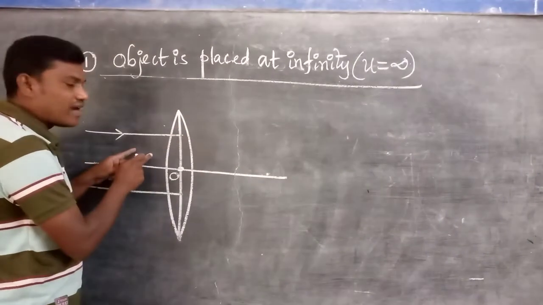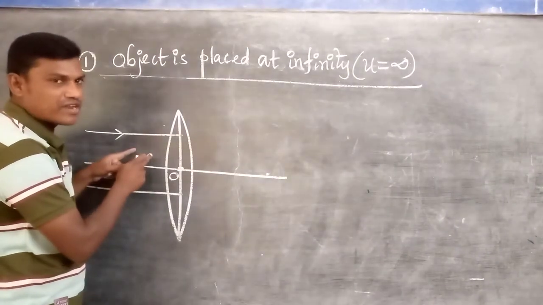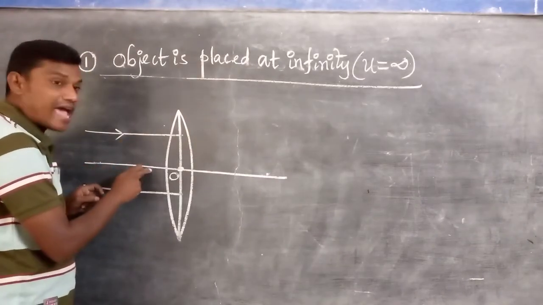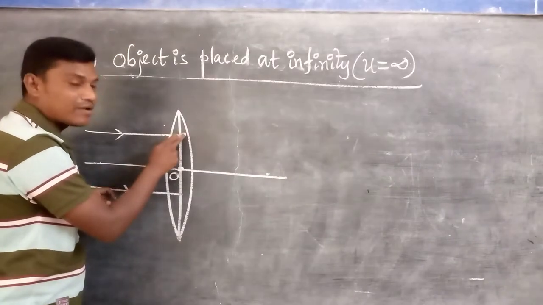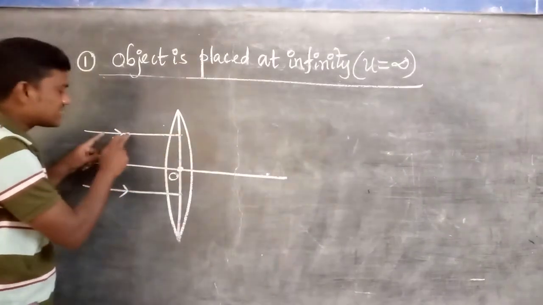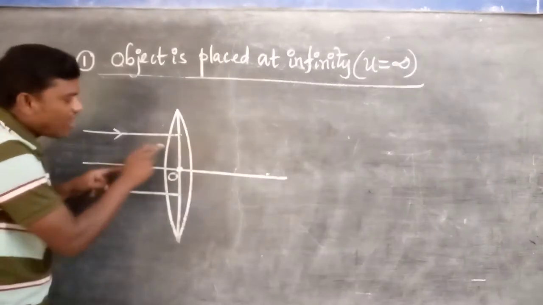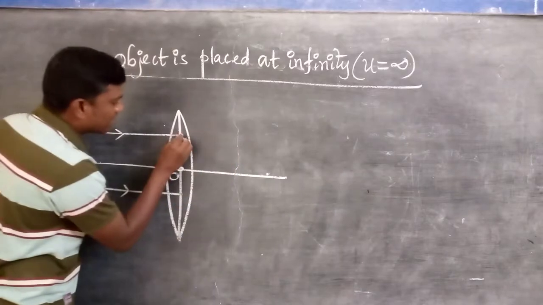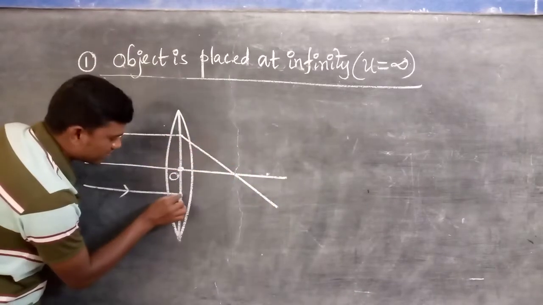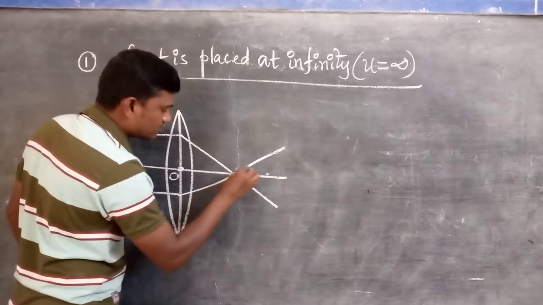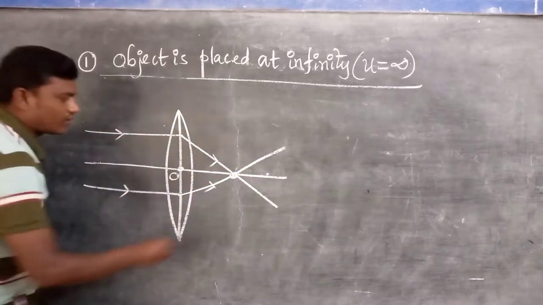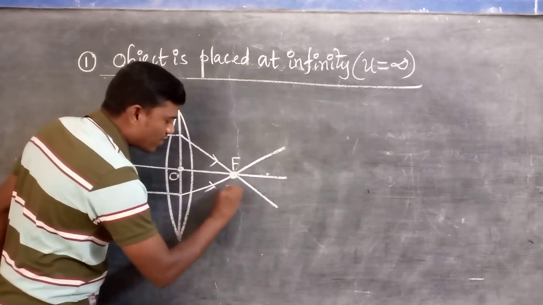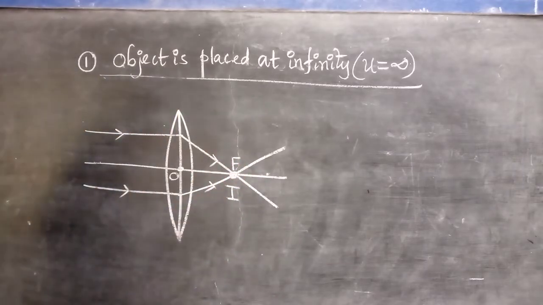We already know from the rules for image formation that when the incident ray is parallel to the principal axis, in the case of convex or concave lenses, mainly here a convex lens, after the refraction it must pass through the principal focus. That's why it is like this. So it is the focus point. At this focus, what will be formed? Image will be formed.